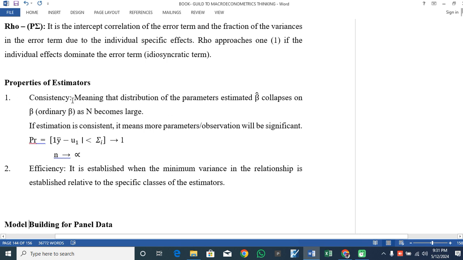And this word consistency, as used in classical least squares assumptions, is also applicable in this context because it means that the distribution of the parameter estimate B collapses on B as n becomes large. And if an estimation is consistent, it is more appropriate that we look at it as reliable over time. A consistent parameter is a parameter that can be relied upon.